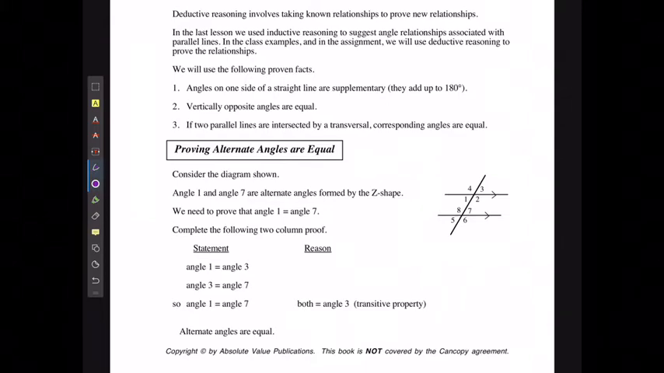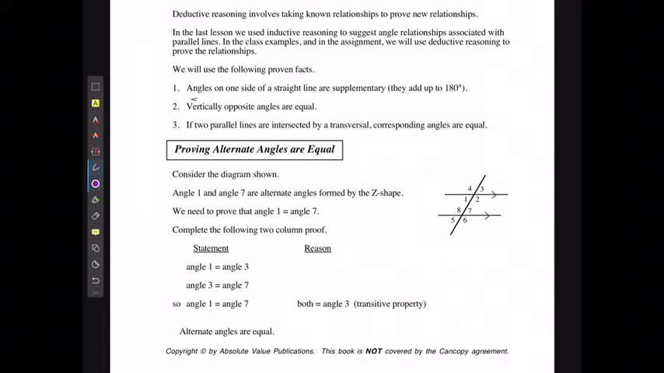In the last lesson, we used inductive reasoning to suggest the angle relationships with parallel lines. In this case, we're going to use deductive reasoning to prove it. So last time we just looked at measuring out the angles in those set cases. Now we're going to prove it definitively. So we are going to use these absolute facts that we already know are true.